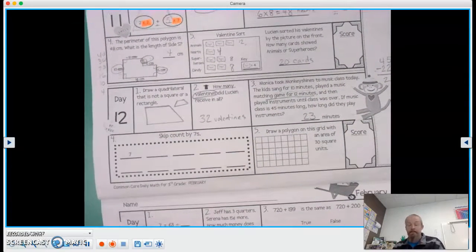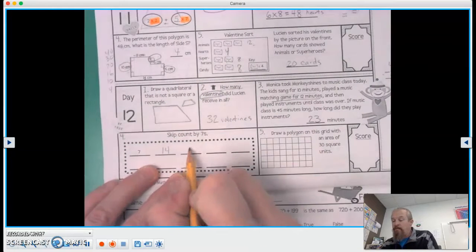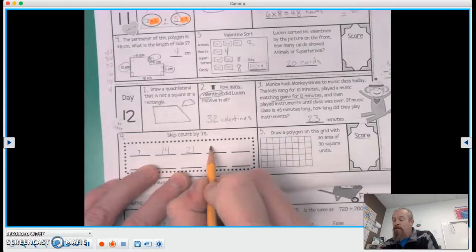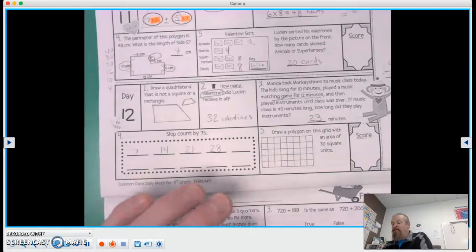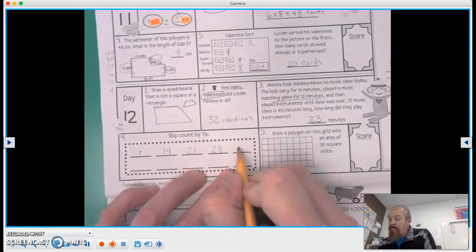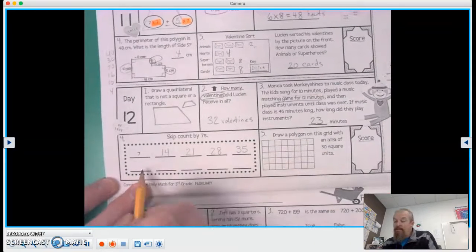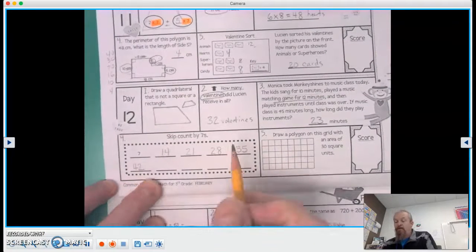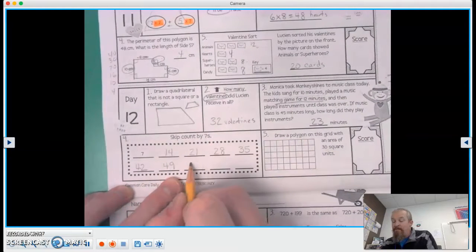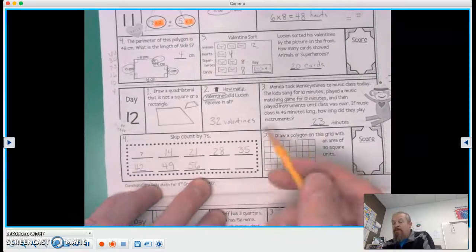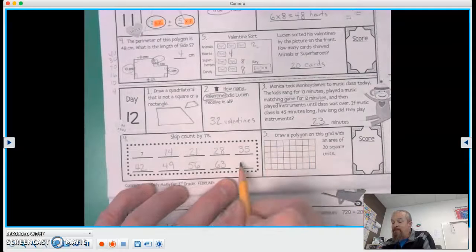Skip count by sevens. So we have 7 times 2 is 14. Times 3, 21. Times 4, 28. Okay? Times 5 is 35. Times 6, 42. Times 7, 49. Times 8, 56. Times 9, 63. And times 10 is 70.